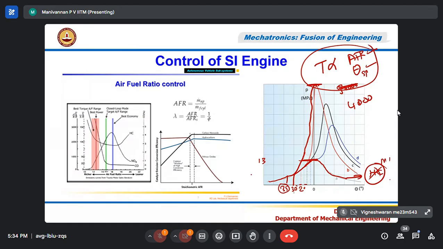You see, you gave 20 degrees at 3000 RPM, correct? If the engine is at 4000 RPM, you have to give 30 or so. You have to find out. You have to map. That's what I'm going to explain. Okay, you have to map in the test bed.